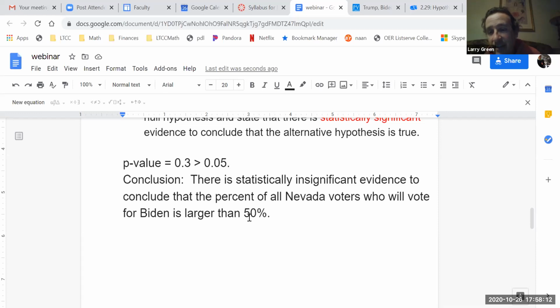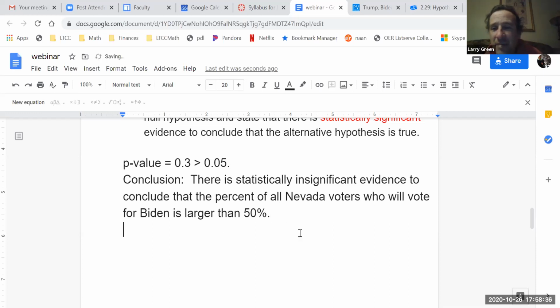So Biden has a shot to win. He also has a shot to lose. We can't say it's over yet. Okay. I don't have the time to do this, but if we did the same thing for California, the p-value would be 0. And it's just obvious at that point. Any questions on this hypothesis test?